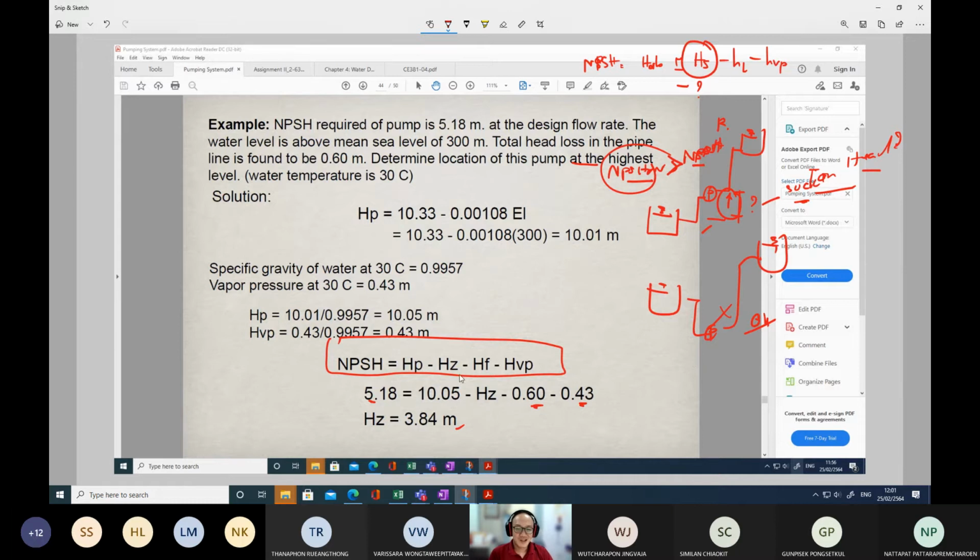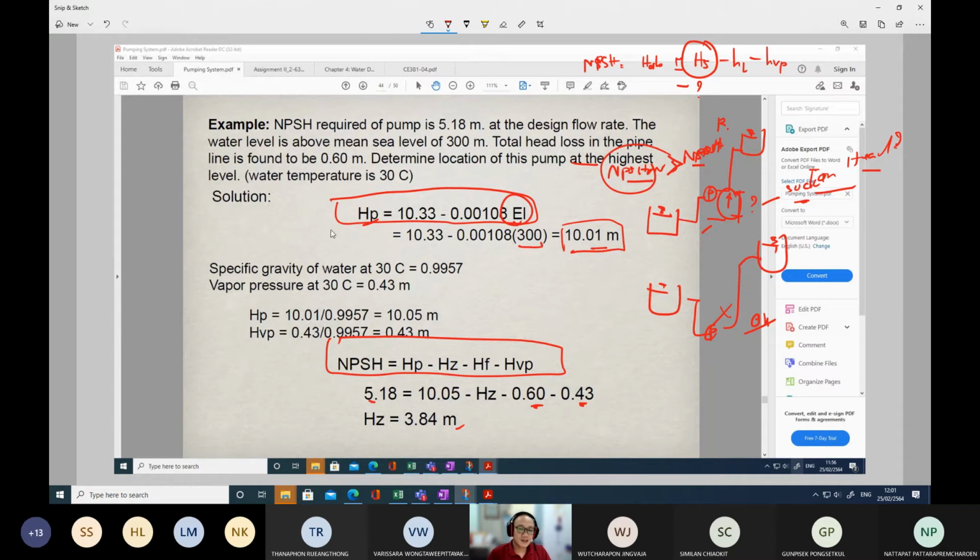But in order to find out each individual parameter, you have to look into each of these. The absolute pressure normally varies depending on the elevation. This is the relationship showing how we can determine the absolute pressure based on the elevation. So if the elevation is 300 meters above mean sea level, in terms of the water column's height, it should be 10.01 meters.